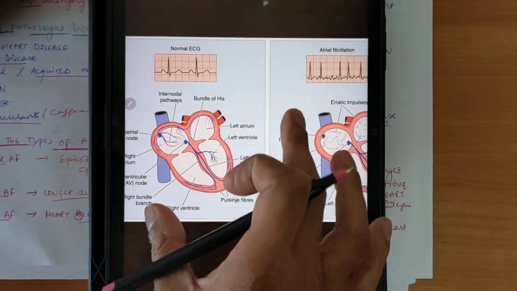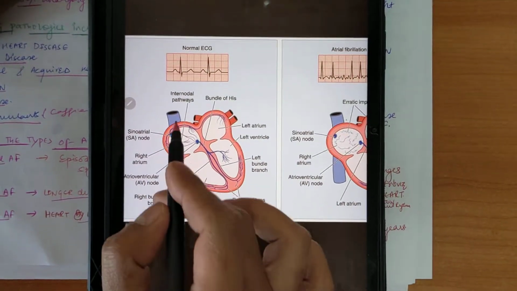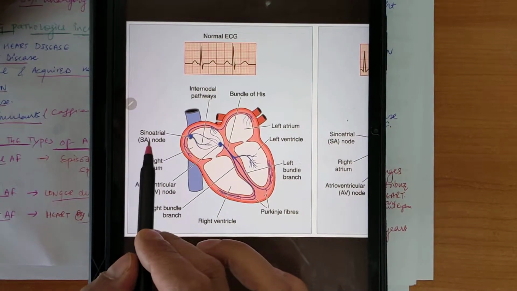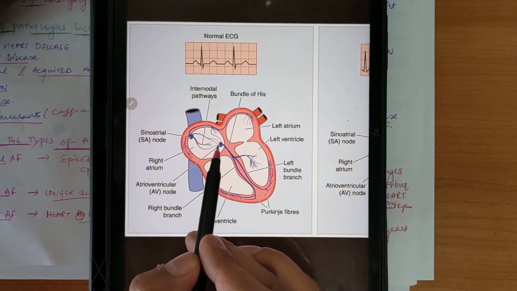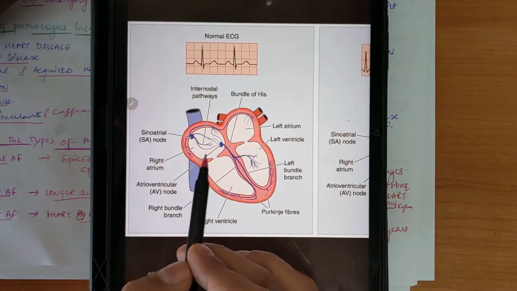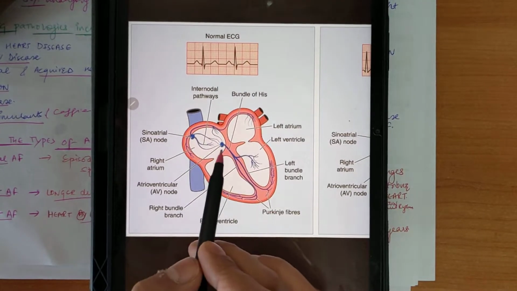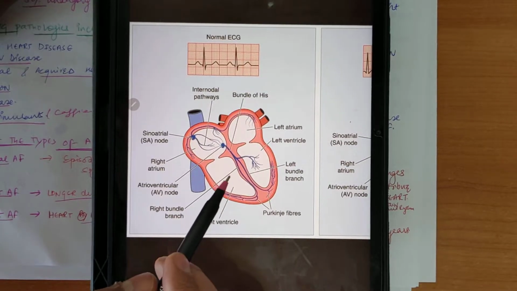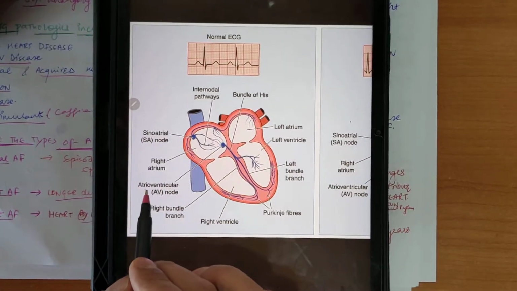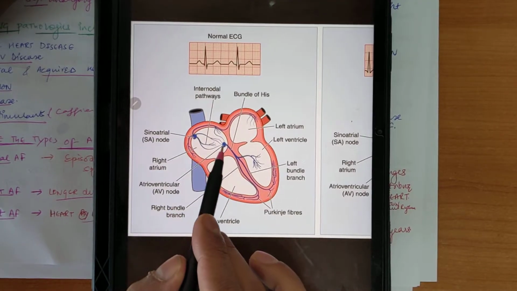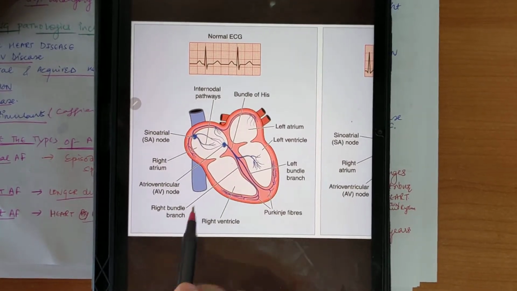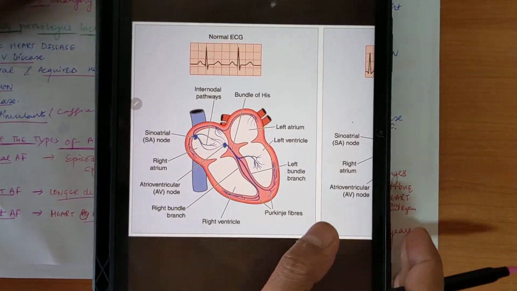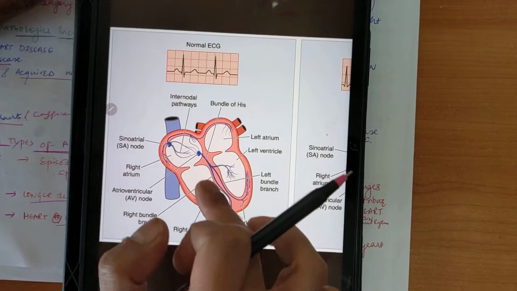Now you can see this normal impulse, the internodal pathways. This is a normal ECG. I will show you the normal physiology. This is the SA node. The impulse goes to the AV node. This is the right atrium, and below are the ventricles. That is why it is called supraventricular, because the lesion is located above this. The impulse goes from the sinus node to the AV node, to the bundle branch, then to the Purkinje fibers, left and right. So this is normal physiology, how the impulse is conducted.